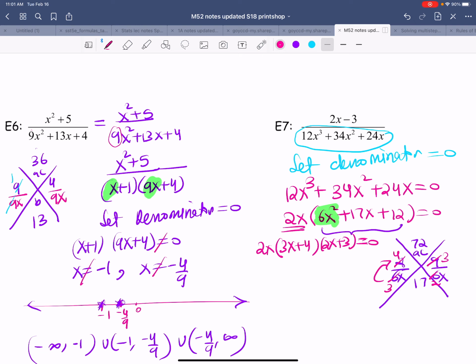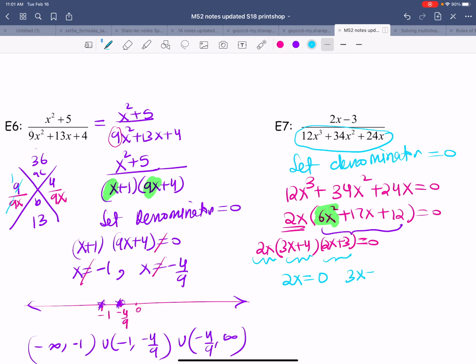So let's think about what the illegal values are here, what the restricted values are, what the not allowed values are to be part of the domain. So the zero product property says once a product of 2 terms or 3 terms is 0, one of them must be 0. We have 3 terms here. So either 2x is 0, or 3x plus 4 is 0, or 2x plus 3 is 0.